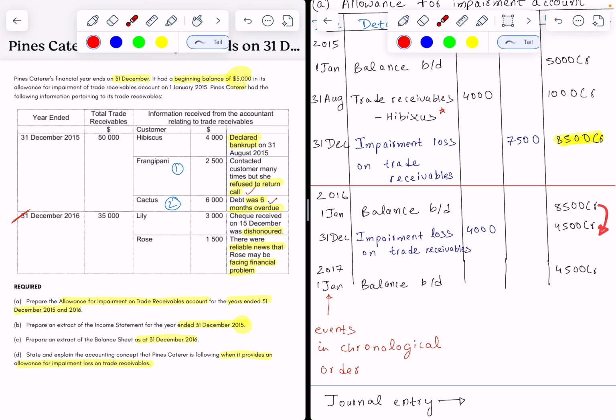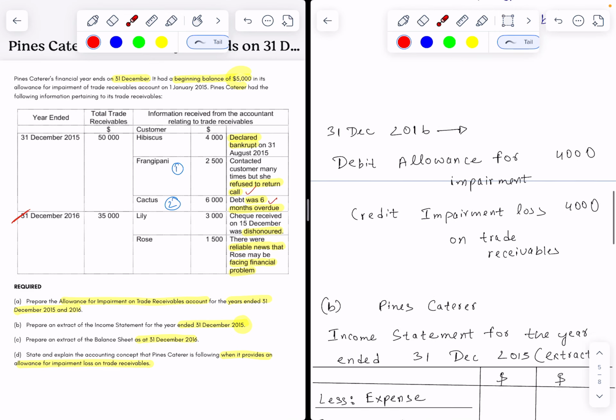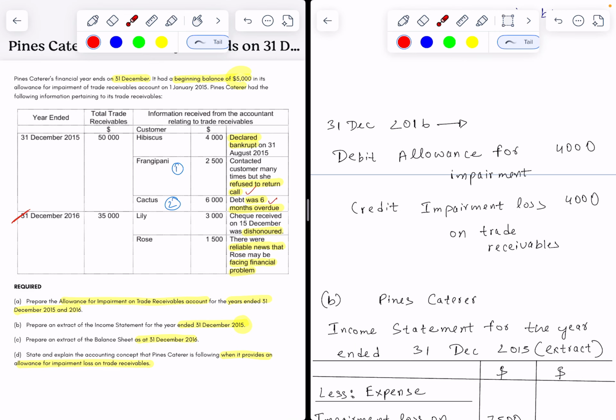So if the allowance is going down, how should we journalize this? Let's look into the journal entry that we can perform on the 31st of December 2016. We understand on the 1st of Jan 2016, we had a balance of 8,500 credit for our allowance for impairment of trade receivables account, which went down to 4,500 credit at the end of 31st of December 2016. So it went down by 4,000. Now this is a good thing, as we can understand, which means that now our expenses are going to be reduced.